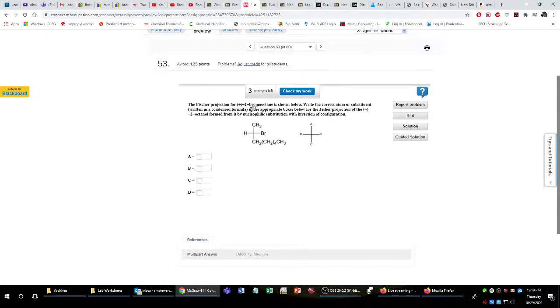Questions 53 and 54. Fischer projection of 2-bromooctane is shown below. Write the correct atom or substituent in the formula prep box for the Fischer projection of the (-)-2-bromooctane. So, that's an odd question. This plus or minus is going to be synonymous with the R and S. So if we want to flip R and S, the only thing we have to do is switch left-right.